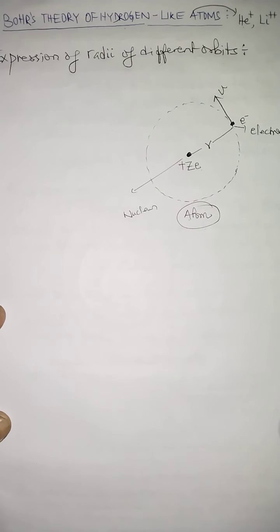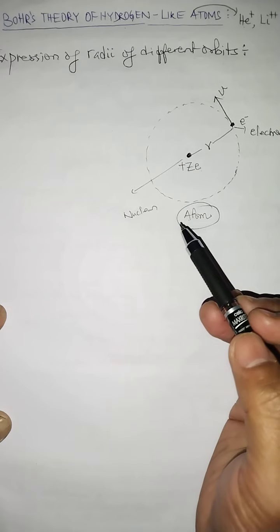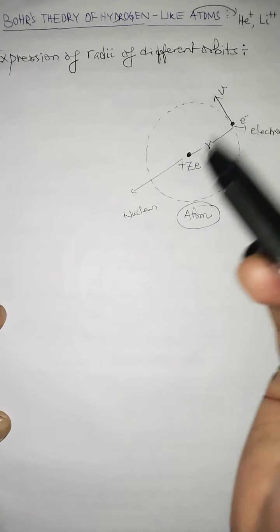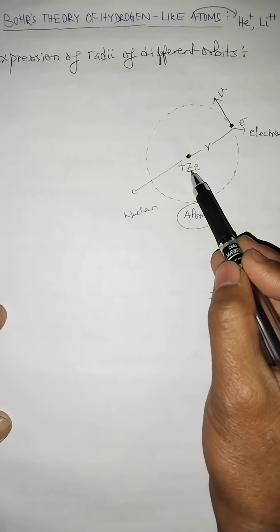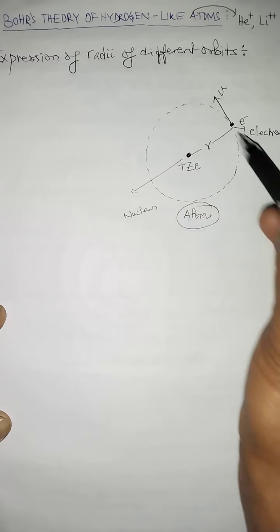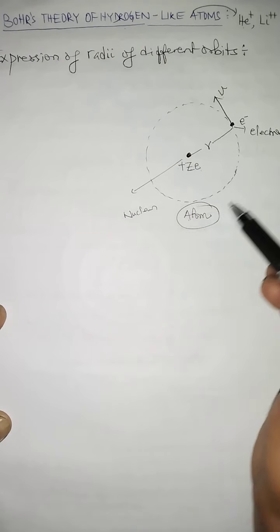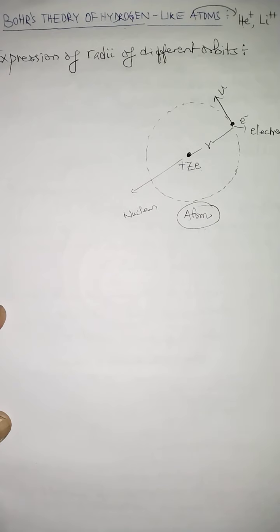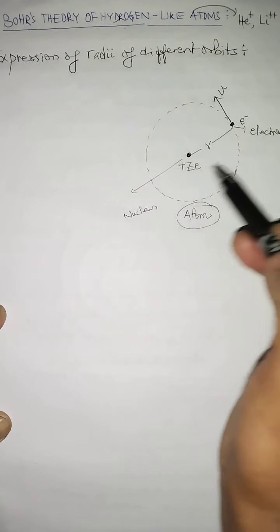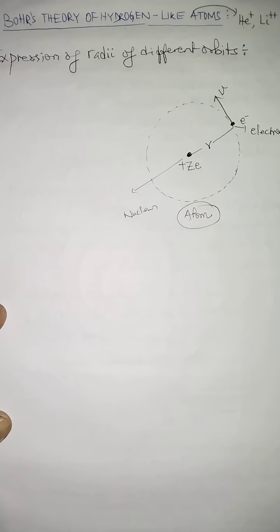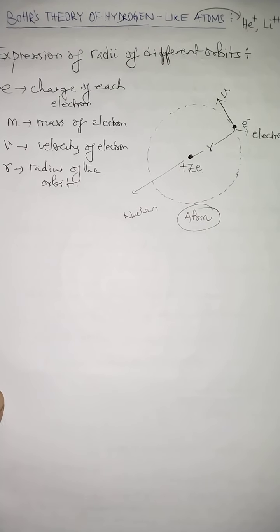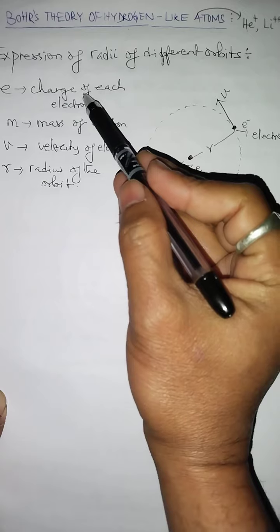Now hydrogen and hydrogen-like atoms, as I said, consist of a tiny positively charged nucleus, and the electron revolves in a stable circular orbit around the what? Nucleus. Now every electron has charge, every electron has mass, and the electron revolves with a certain velocity. Now see, every electron has a charge, as I said, and that charge of each electron is e. The symbol is e.